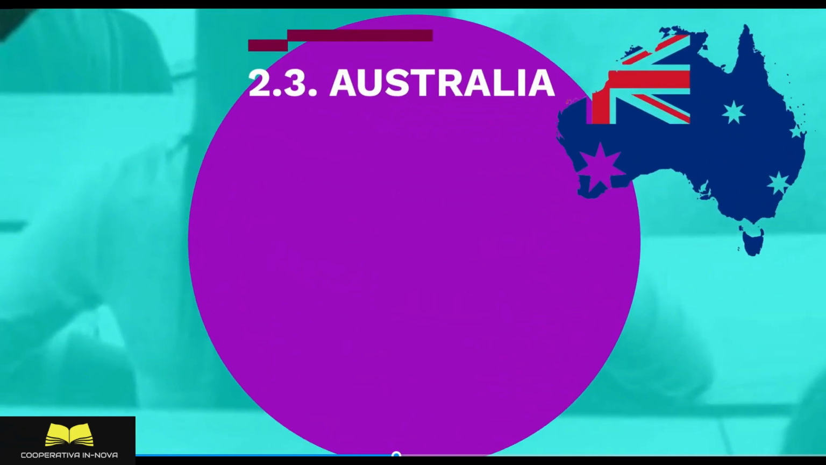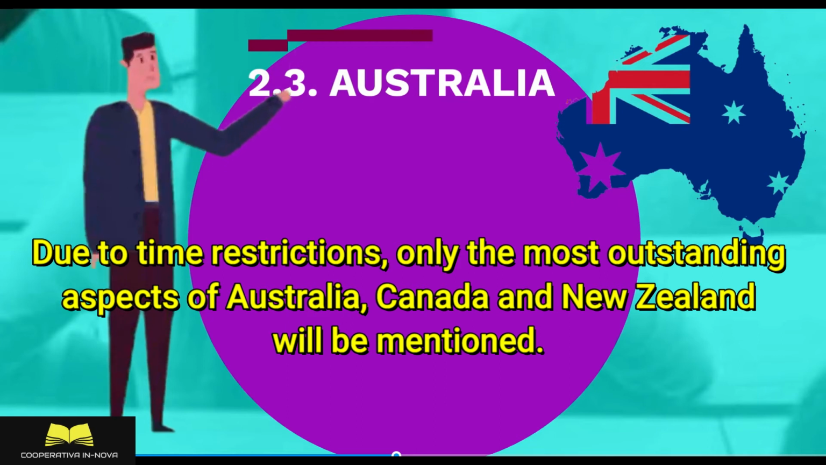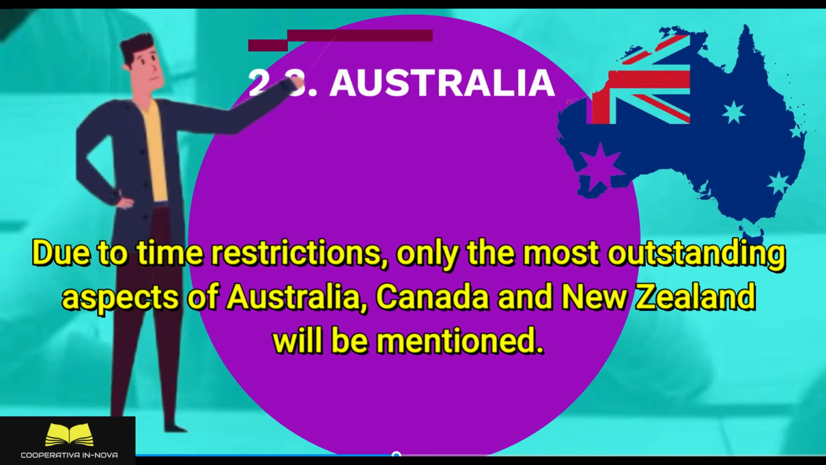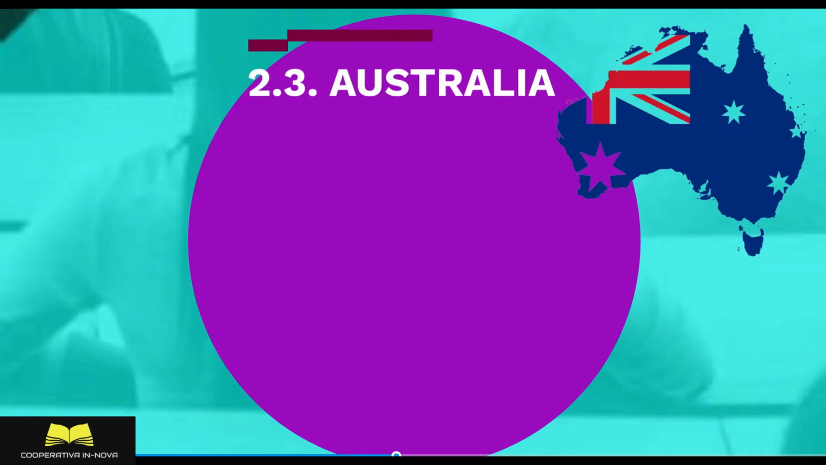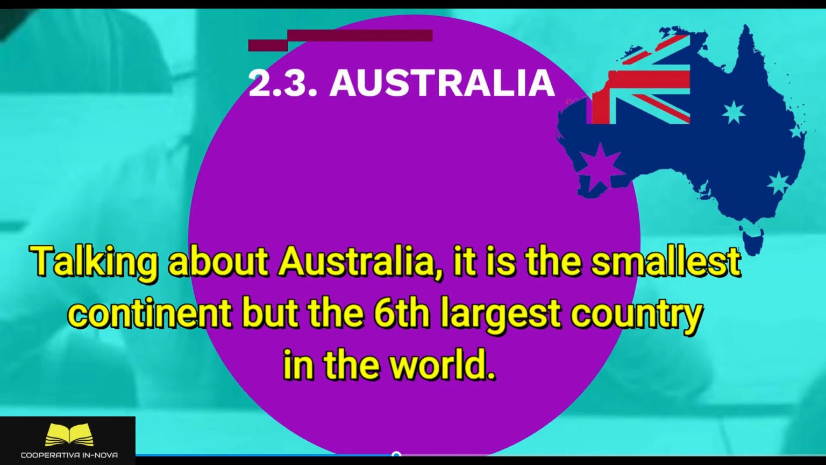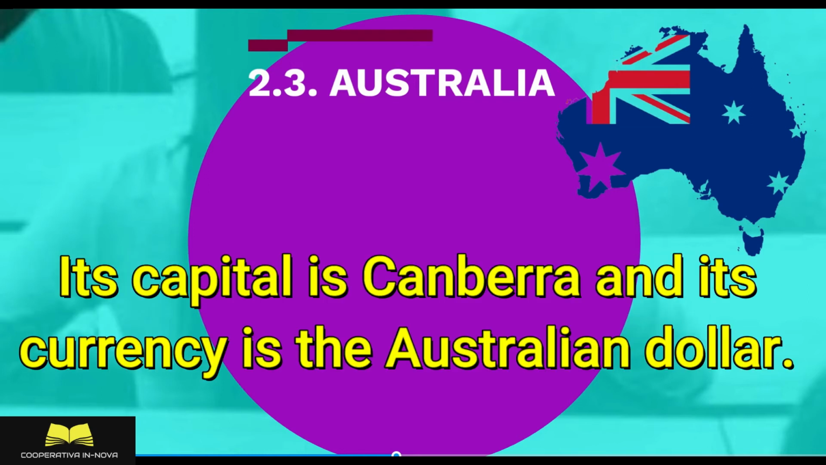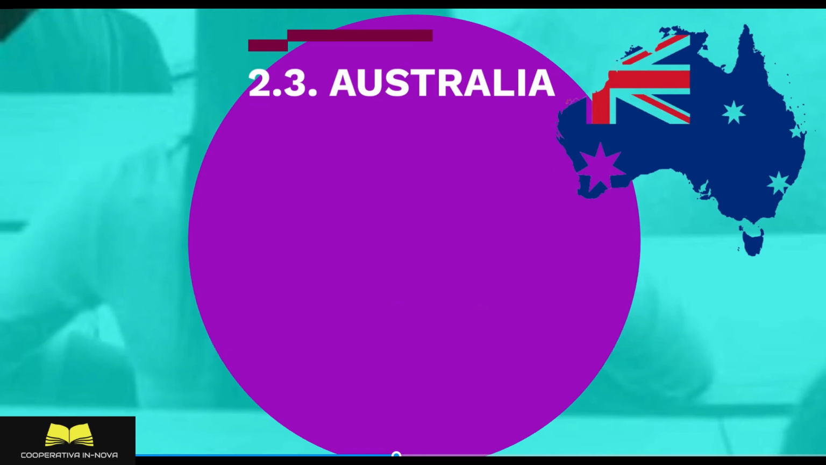(2.3) Australia. Due to time restrictions, only the most outstanding aspects of Australia, Canada, and New Zealand will be mentioned. Talking about Australia, it is the smallest continent, but the sixth largest country in the world. Its capital is Canberra, and its currency is the Australian dollar.